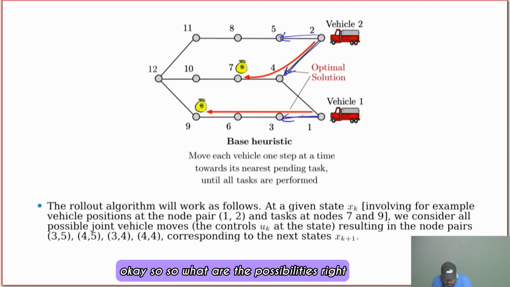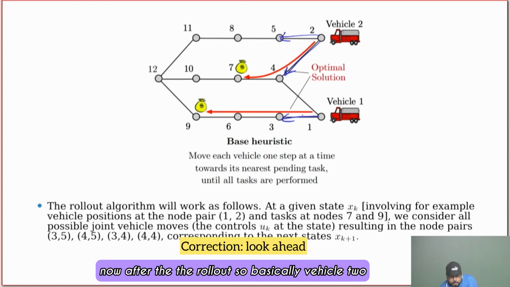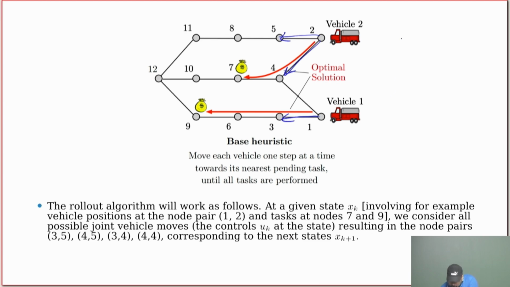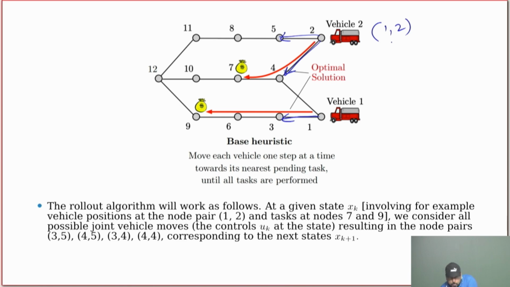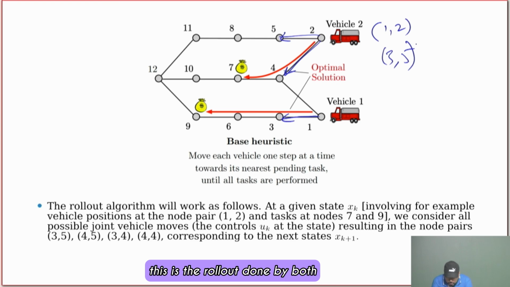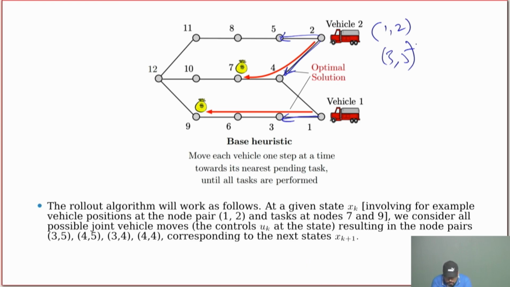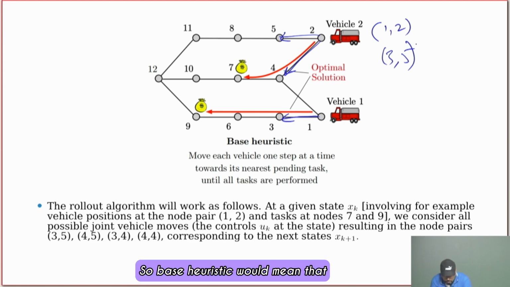So what are the possibilities right now after the rollout? The initial state is 1, 2: vehicle 1 at 1 and vehicle 2 at 2. Then during rollout, vehicle 2 goes to 5 and vehicle 1 goes to 3. So 3, 5. Right, so this is the rollout done by both. Now after doing the rollout, they will execute, let us say, the base heuristic. So let me remove this. This is the state right now.